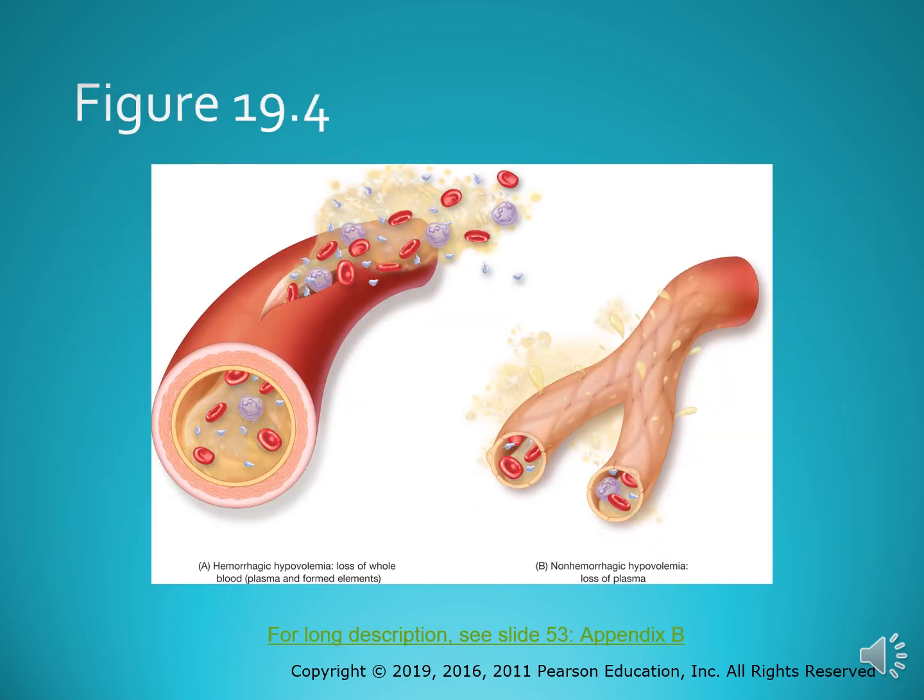In figure A here, you have the hemorrhagic hypovolemia, which is the loss of blood. And then in B, you have the non-hemorrhagic hypovolemia, which is the loss of plasma and other fluids.